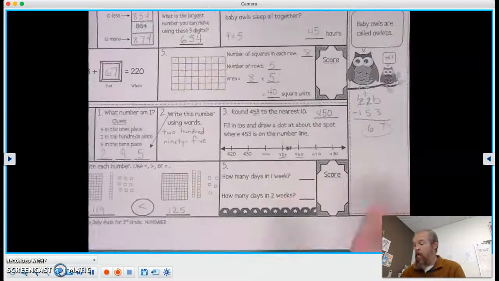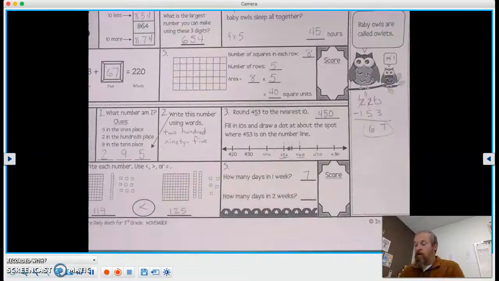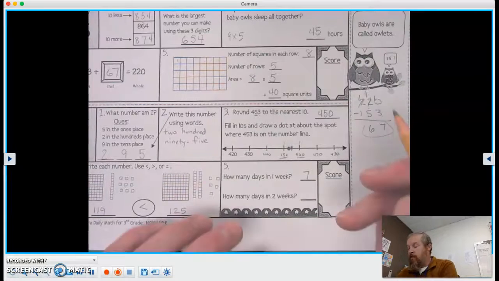Okay? All right. How many days in 1 week? Sunday, Monday, Tuesday, Wednesday, Thursday, Friday, Saturday. 7. How many days in 2 weeks? 7 plus 7, or 2 times 7, is 14.